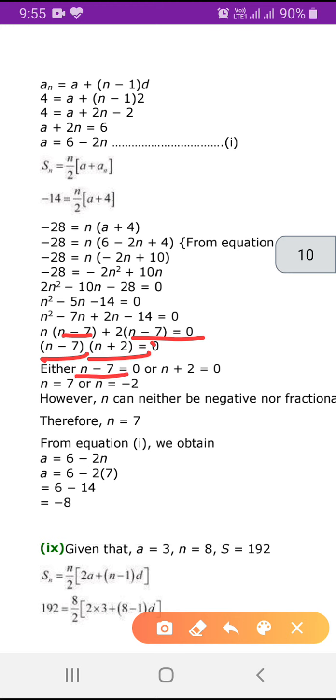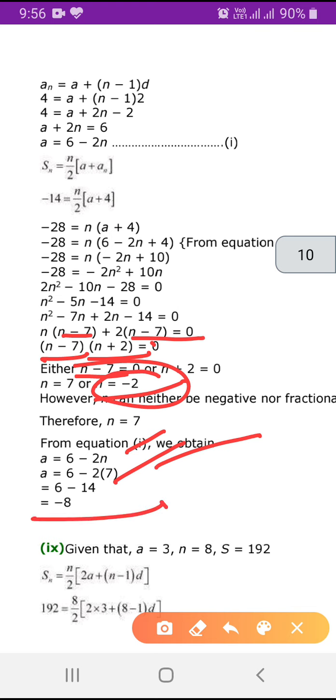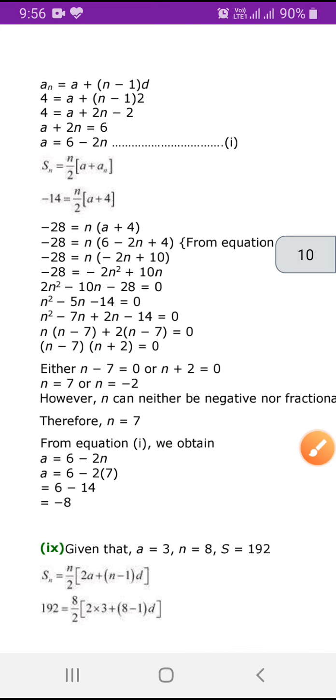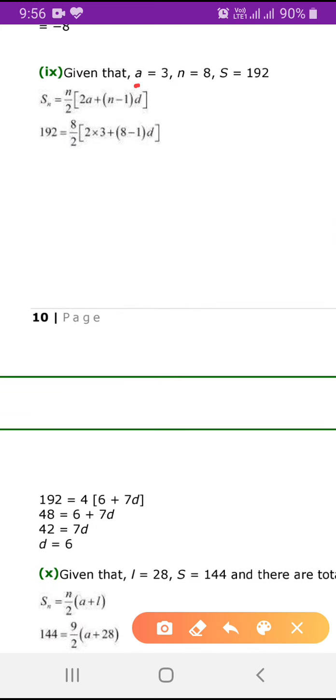Now either n minus 7 equal to 0 or n plus 2 equal to 0, we get n equal to 7 and n equal to minus 2. And minus 2 is rejected because n cannot be negative. Now n equal to 7, putting in equation 1, a equal to 6 minus 2n, putting the value of n, 6 minus 2 into 7, 6 minus 14, and a equal to minus 8. Now part ninth, a equal to 3, n equal to 8, and S equal to 192.